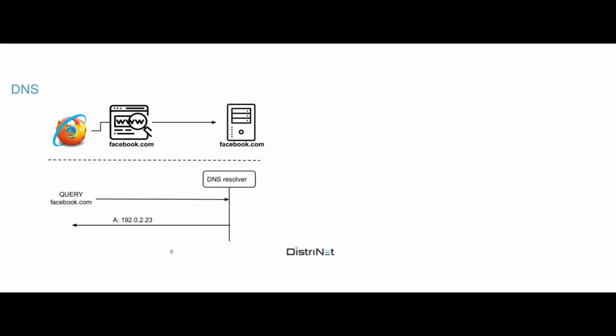So when we type facebook.com in our browser and want to visit facebook.com, how does the browser know what the IP address is of that website? Well, the answer is DNS. At DNS level, the browser will send a query to facebook.com, and the DNS resolver will answer with the specific IP address for the browser to navigate to.